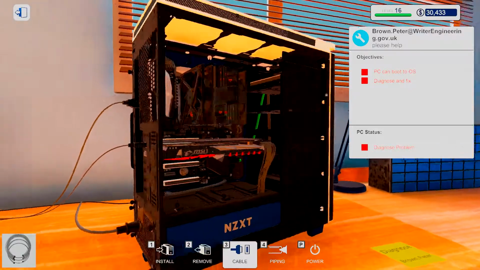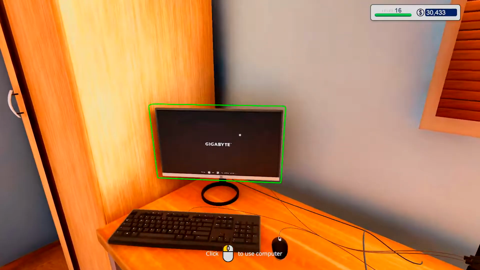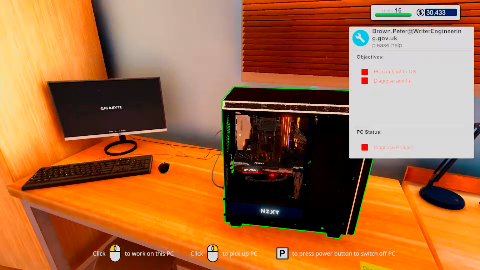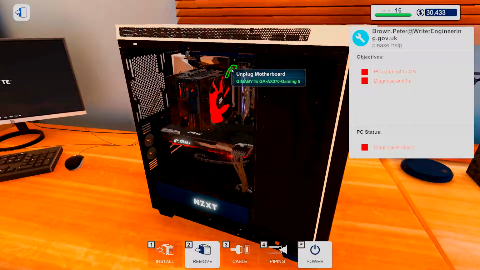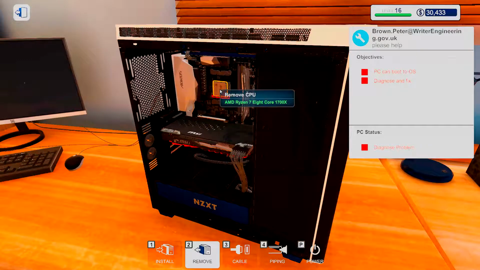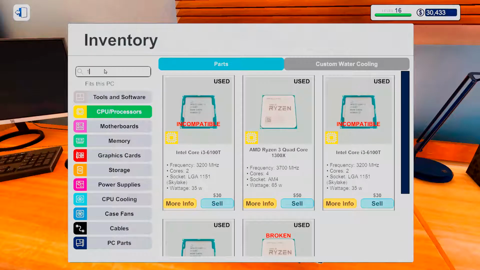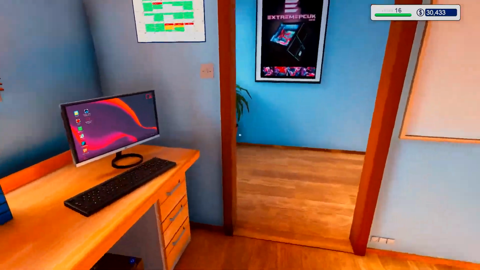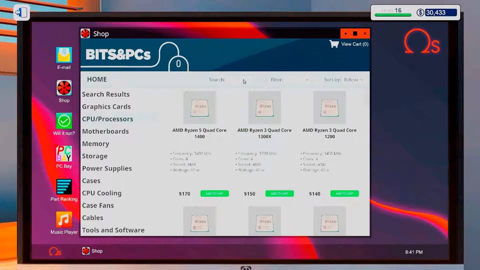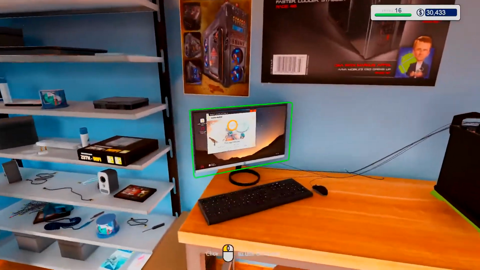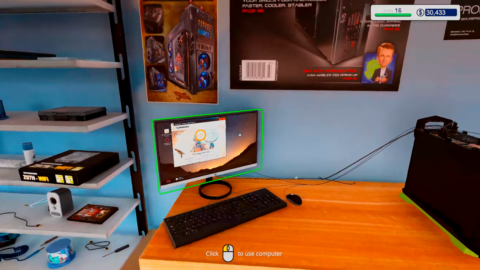Well, it still doesn't say it's fixed, so I'm guessing there's still something else. No CPU found. Okay. Well, now it actually makes sense. I mean, those other times I just got frustrated because it all was working. 1700X, I don't think I have that, because that is a pretty good CPU. Nope, I don't. Alright, so we need to buy a 1700X. Not a big deal. Let's go into the shop, processors, 1700, and the X. Okay.